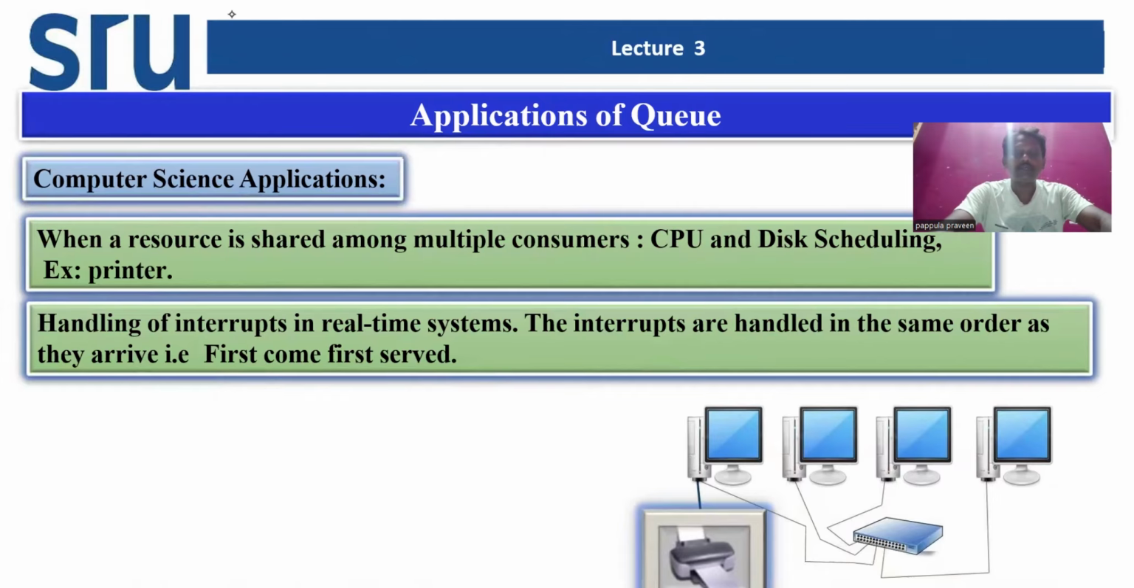Now observe here, CPU scheduling is of 2 types: preemptive and non-preemptive. Non-preemptive scheduling directly follows first come, first served. Coming to preemptive scheduling, we have round robin scheduling, and round robin scheduling also follows first come, first served. There we have to follow a time slice, a time chunk of 2 milliseconds or 3 milliseconds, but the main concept is first come, first served. So these are the applications in computer science.